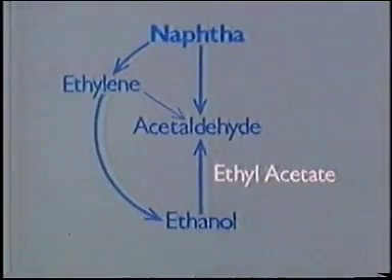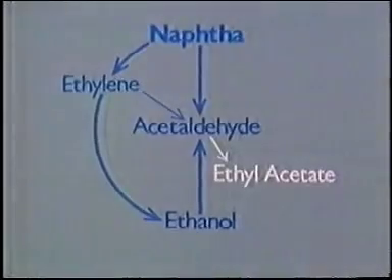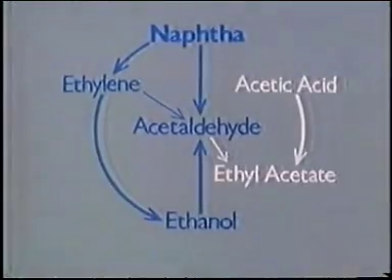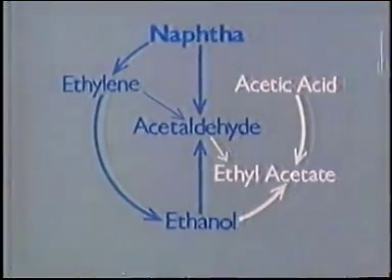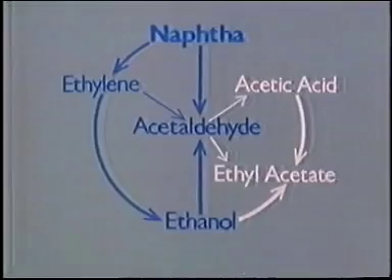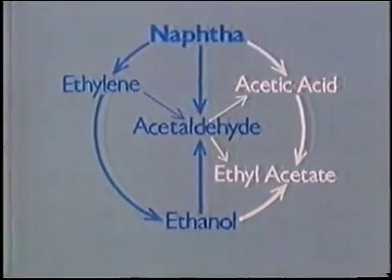Ethyl acetate can be made from acetaldehyde, but this is not the method used at Hull. More conventional is the route from acetic acid and ethanol. Acetic acid in turn used to be made by oxidizing acetaldehyde, but now it comes from the direct oxidation of the hydrocarbon mixture naphtha.